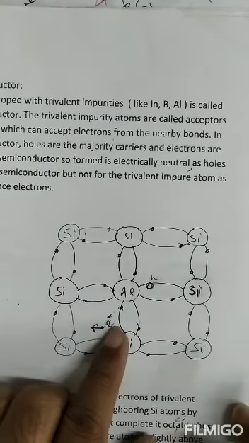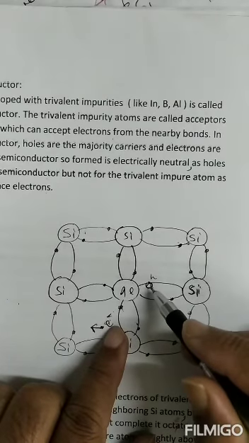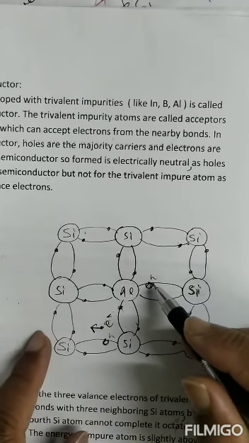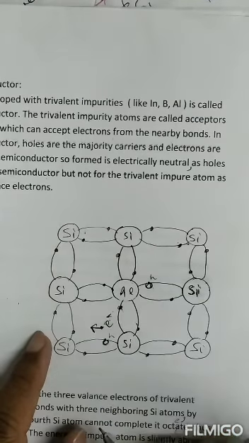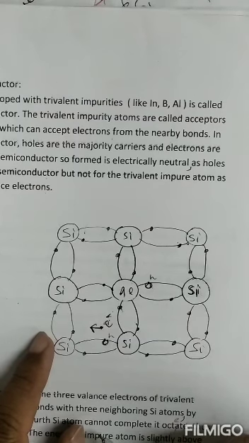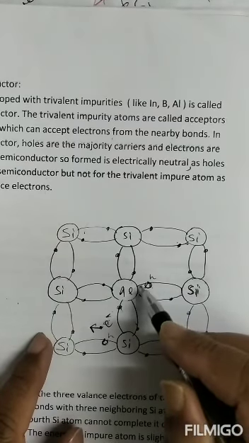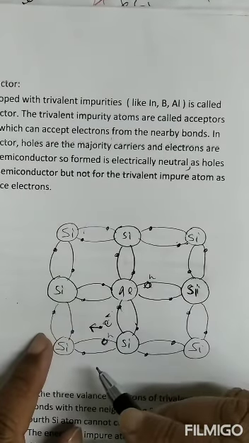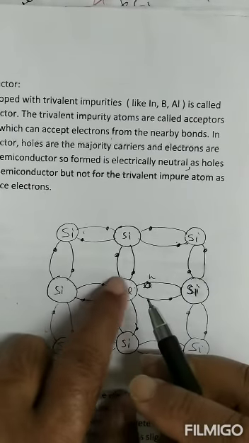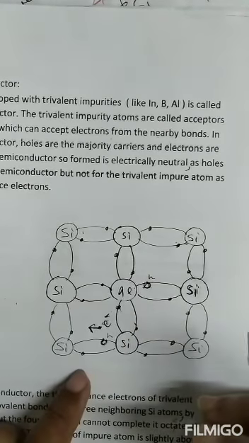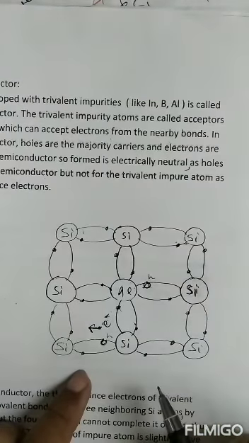If by some means this vacancy is filled up by an electron, this aluminium will get negatively charged, because these electrons come very close to aluminium. Aluminium requires only 3 valence electrons to maintain its neutrality.